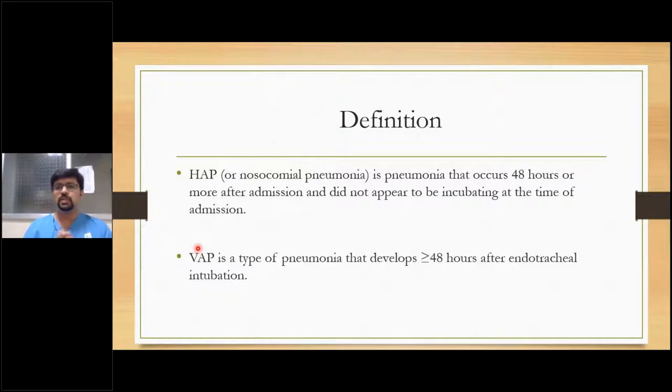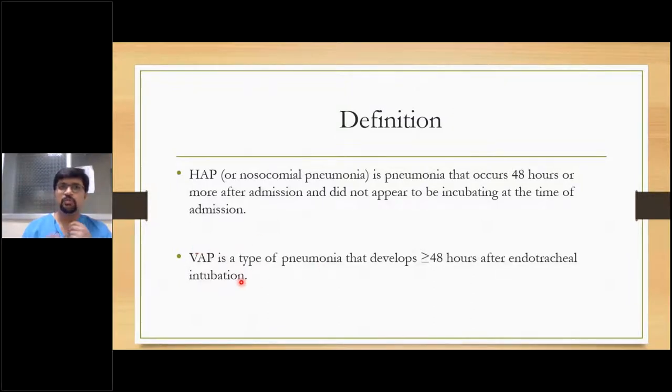Usually what happens, a patient comes to the hospital, he gets admitted to the hospital. You do an initial X-ray, you have a look at all those things, and then you see, okay, there is no patch or anything. He is admitted for something else. Subsequently, after 48 hours, he ends up having a pneumonia. You have a look at the X-ray, you end up seeing a patch. And 48 hours later, if there is a patch, then you can consider a possibility of hospital acquired pneumonia, provided he was not incubating at the time of admission. So this is one thing.